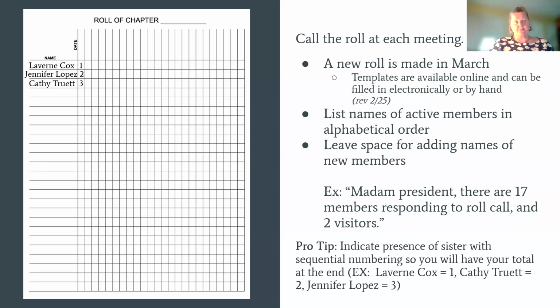When you finish the roll, when you go to call roll, you'll notice over in the column, if you number it 1, 2, 3, it makes it easier when you get to the bottom to say, Madam President, there are 17 members responding to roll call. You also want to include your number of visitors as well as if anybody is on hybrid. So you would have 17 members responding to roll call, 2 on hybrid, and 2 visitors. Your hybrid members are still a part of your chapter totals. So you could say there are 19 with 2 on hybrid.